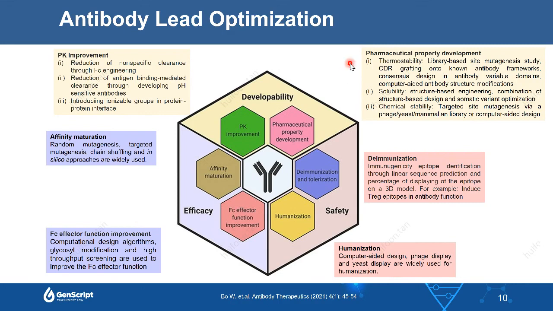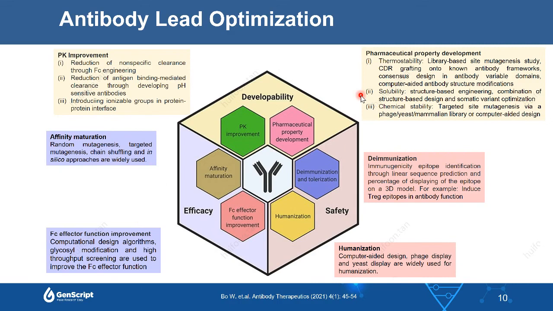Poor thermostability may cause antibody aggregation and low expression. To improve the thermostability of an antibody, hydrophobic core and charge cluster residues need to be optimized. Library-based site mutagenesis studies, CDR grafting onto non-antibody frameworks, consensus design in antibody variable domains, and computer-aided antibody structure modifications are used to optimize antibody thermal stability.